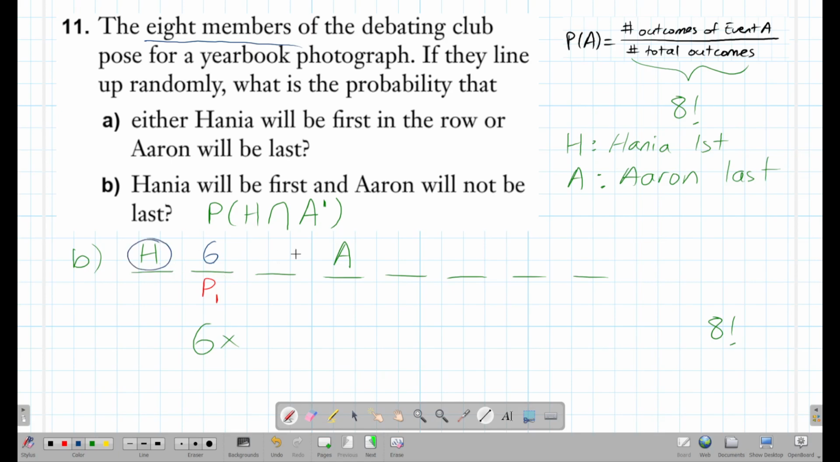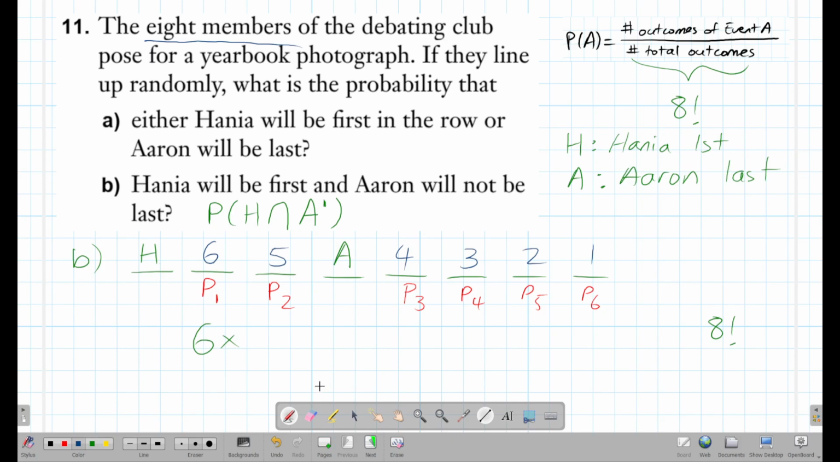So we've already put Hania somewhere, we've already put Aaron somewhere, and now we have to worry about the 6 other people. For person 1, you can go here, and there's 6 people that you can put in second position. For person 2, they could go here, and there's 5 people that you can put in the third position. And person 3 could go here, and there's 4 people that you can put, and so on and so on. So for person 4, person 5, and person 6, there's going to be 3 people that you can put in this position, 2 people, and then 1 person.